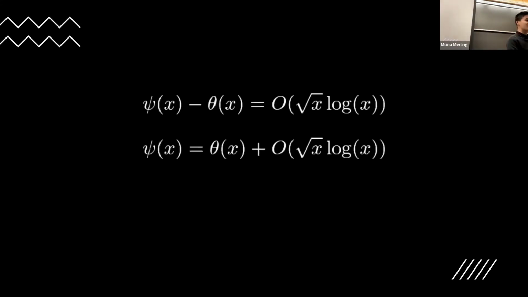In essence, that means that psi of x is equal to theta of x plus big O of square root of x log x, which means that since theta of x is linear, psi of x is also linear, asymptotically similar to x, because this term is very small compared to the linear term.